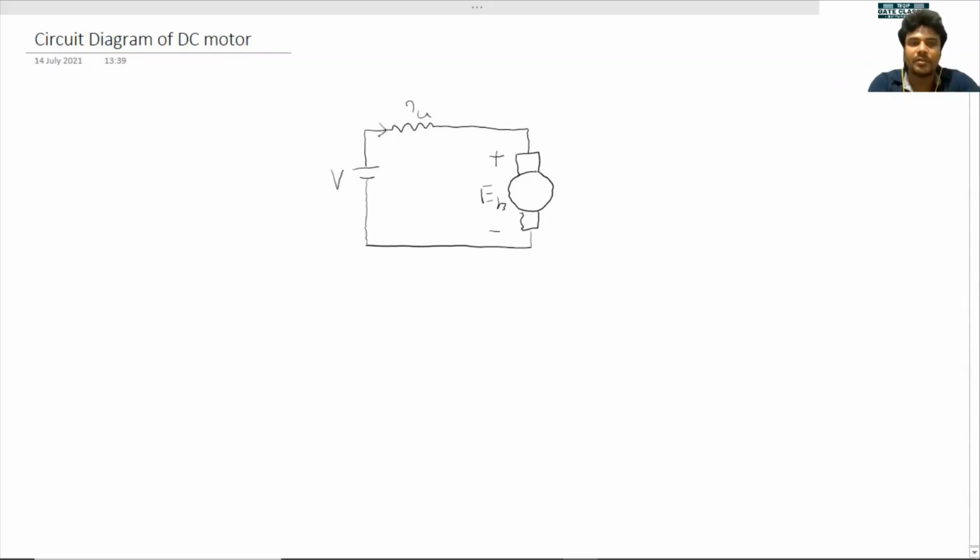So from here the current will flow from the electrical source, power source, to the machine, and machine will convert that electrical power to mechanical power. So this is for a motor. So we can just analyze this circuit by applying the KVL in this circuit. So easy enough. So for motor case, it can be written as V is equal to IA RA, the voltage drop across the resistance, plus EB.